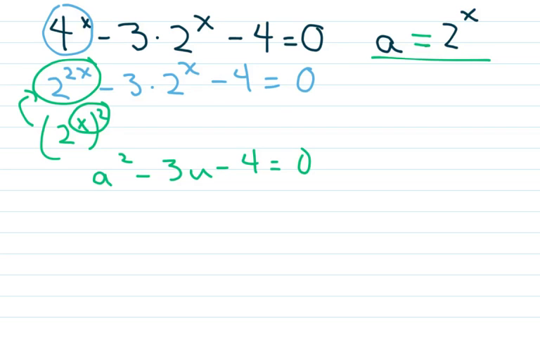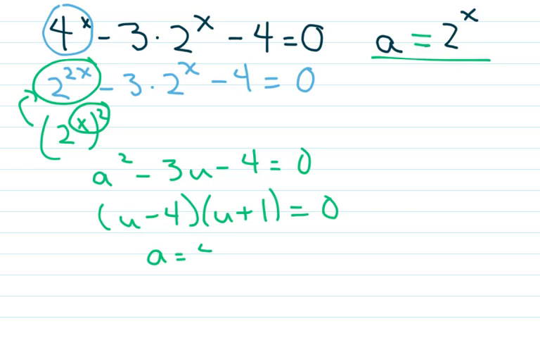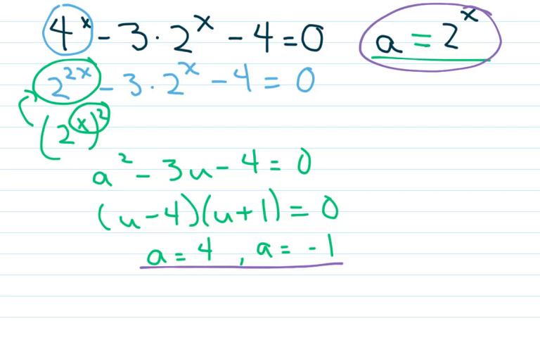equals 0. I'm going to factor, and I'll get (a minus 4) times (a plus 1) equals 0. So a equals 4, and a equals negative 1. Now, be careful. You don't want to stop here. Because remember, what is a equal? 2 to the x. So I'm going to substitute back. 2 to the x equals 4. And we have 2 to the x equals negative 1.